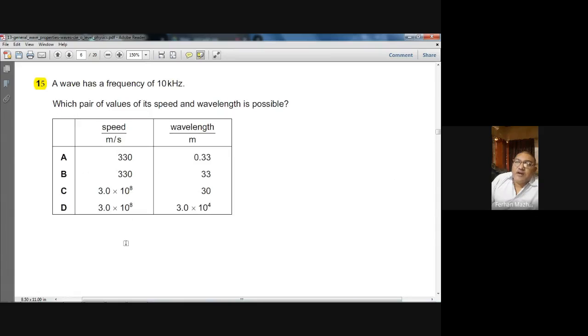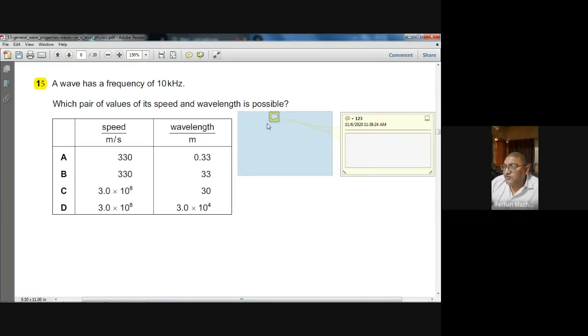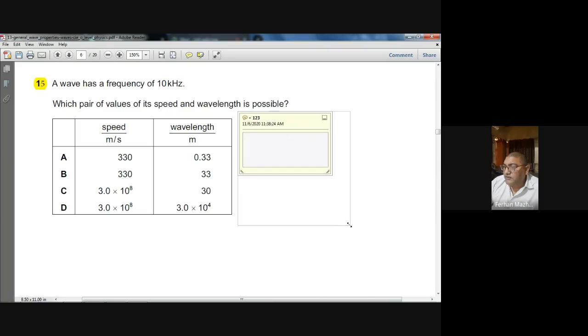Question 15. A wave has a frequency of 10 kilohertz. Which pair of values of its speed and wavelength is possible? So here the speed and the wavelength are given. 10 kilohertz, 10,000 hertz, is the frequency. From this speed and wavelength, we can do the calculation and check whose frequency is 10,000. So let me do the calculation for you.